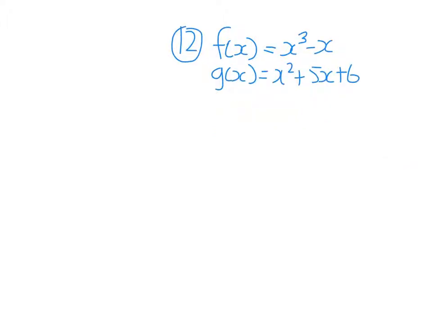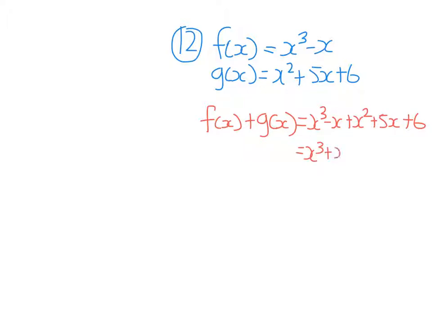So in question 12, I'm given two polynomials, f and g, and I'm asked to add them together. So when you're adding together two polynomials, the result is another polynomial, and all you do is add together the like terms. So between f and g, the only like terms are the x's, minus x and 5x. All the other terms are not like terms, so they stay as they are. So we'll just get x cubed, stay as it is, x squared will stay as it is. Now negative x plus 5x gives me plus 4x, and then the 6 stays as it is. So as I said, the result I get is a polynomial.